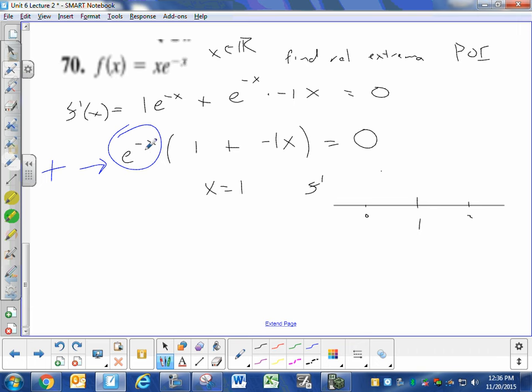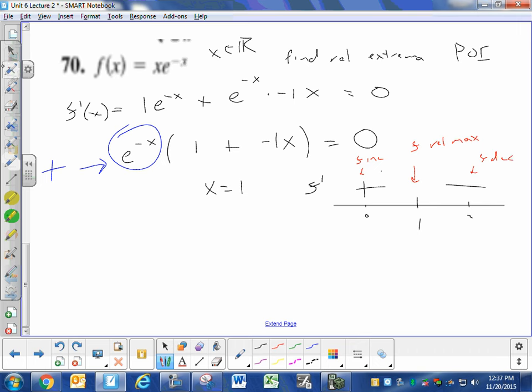E to the negative x is always positive. If I plug in 0, it would just be 1. If I plug in 0 here, I just have 1. So this is positive. If I plug in something like 2, this would still be positive. It'd be e to the negative second, which is just 1 over e squared, which is just a decimal, but it's still positive. Then I plug in 2 over here, I'd have negative 2 plus 1, which is negative 1, so it's negative. So we just found that f, the original function, will have a relative max at 1. F is increasing to the left of 1, f is decreasing to the right of 1.